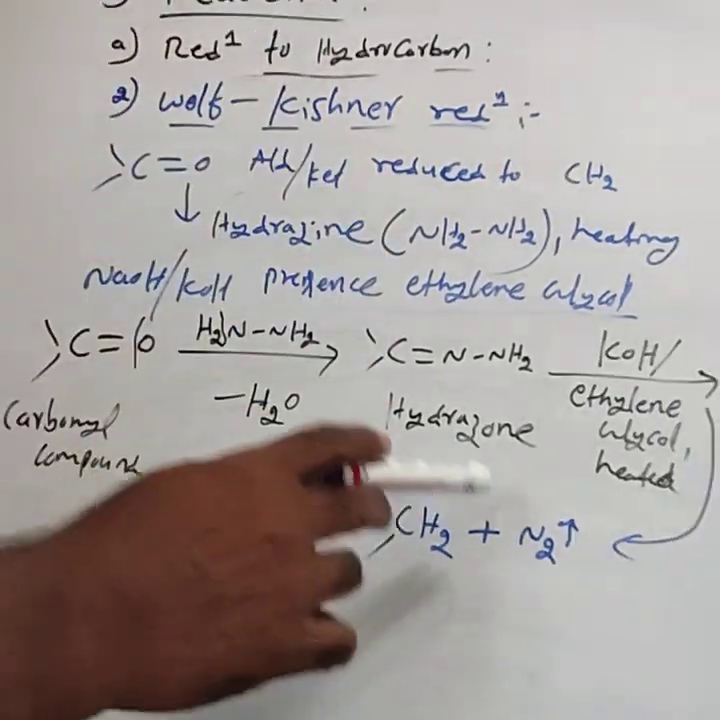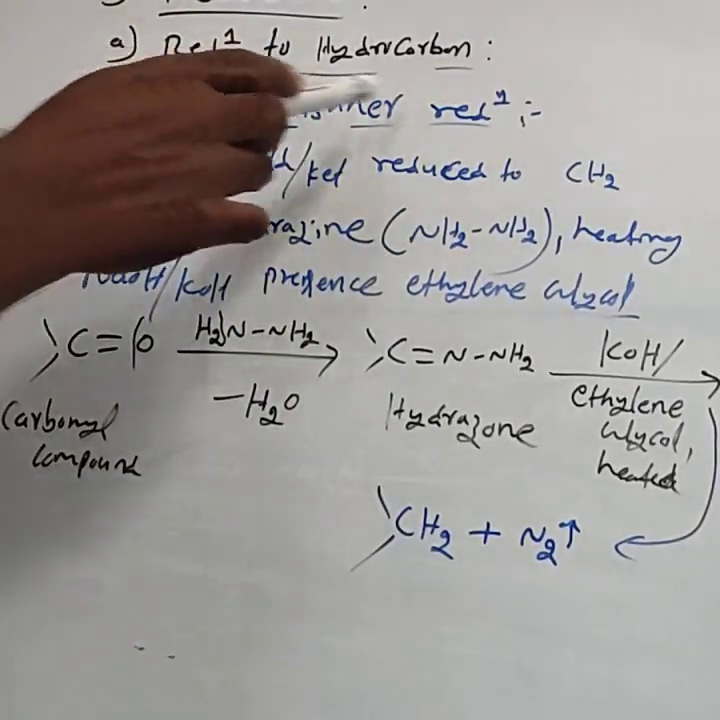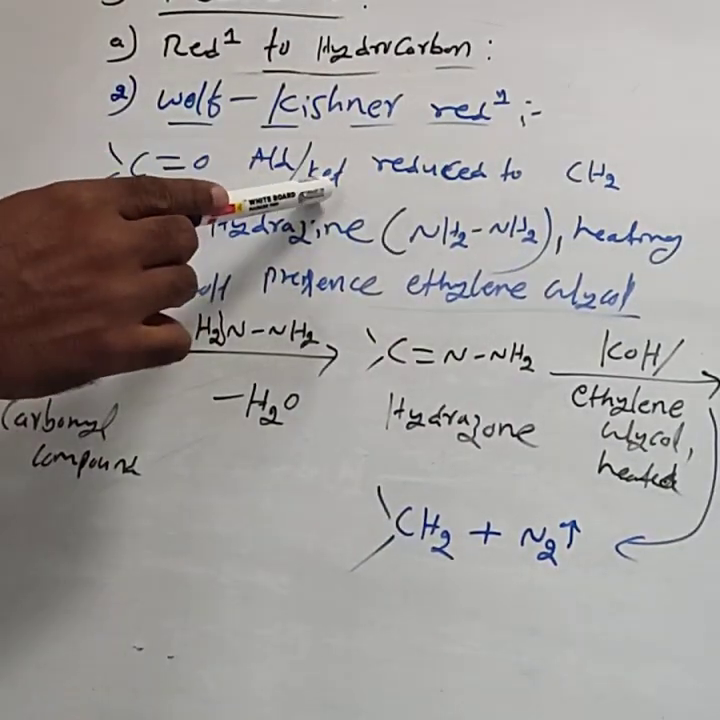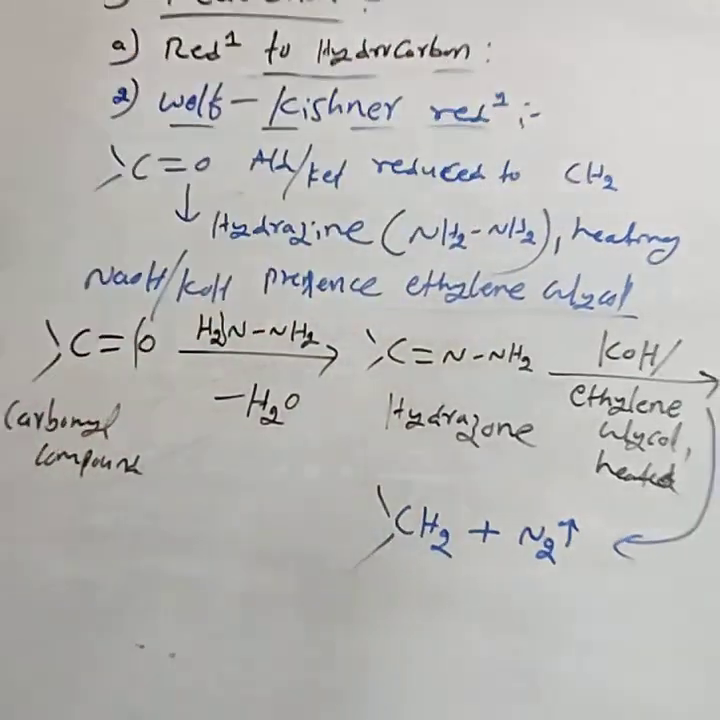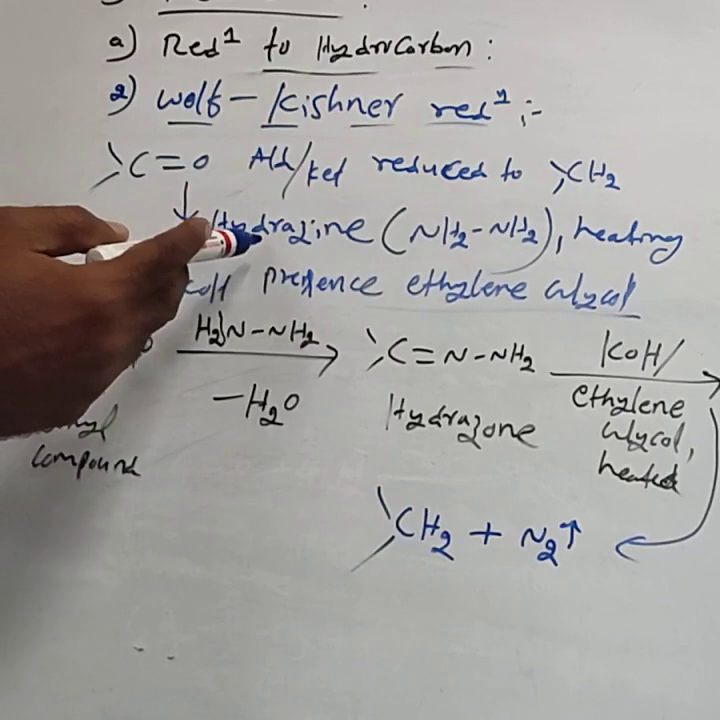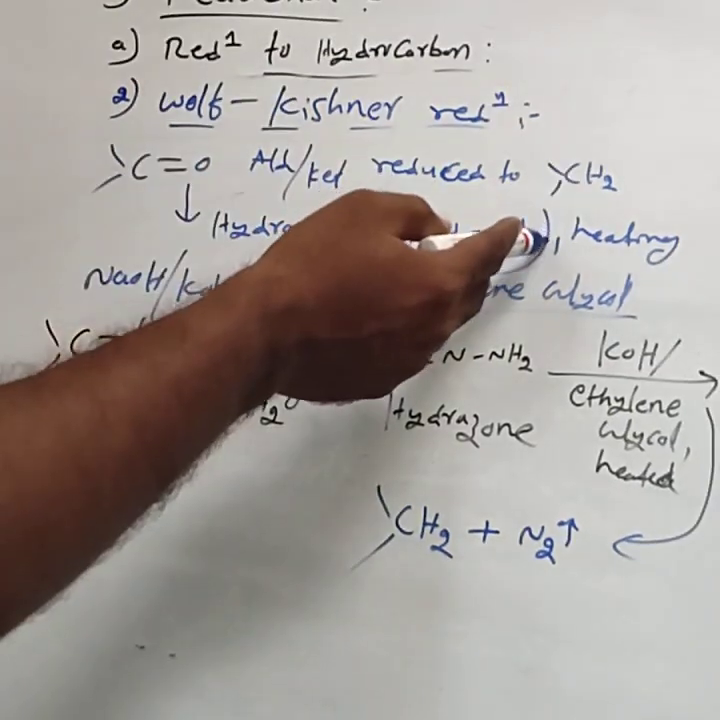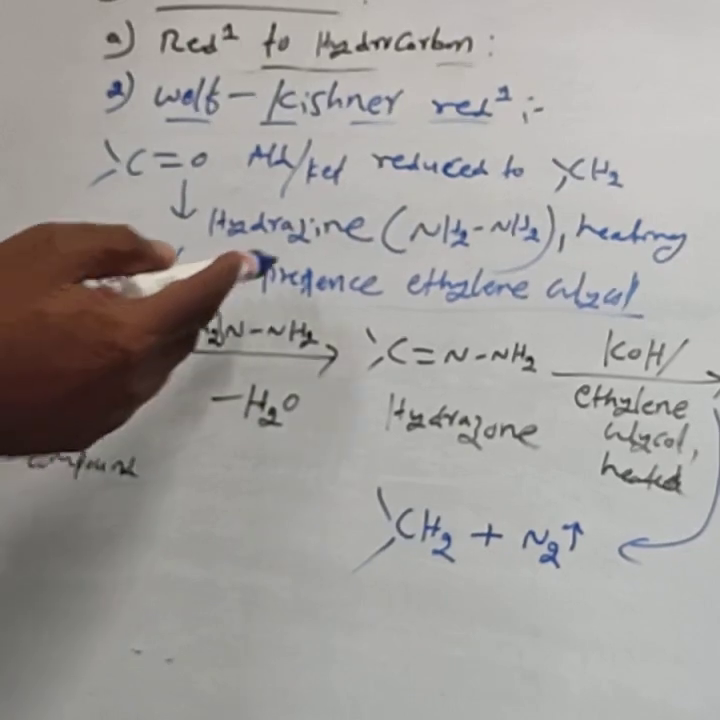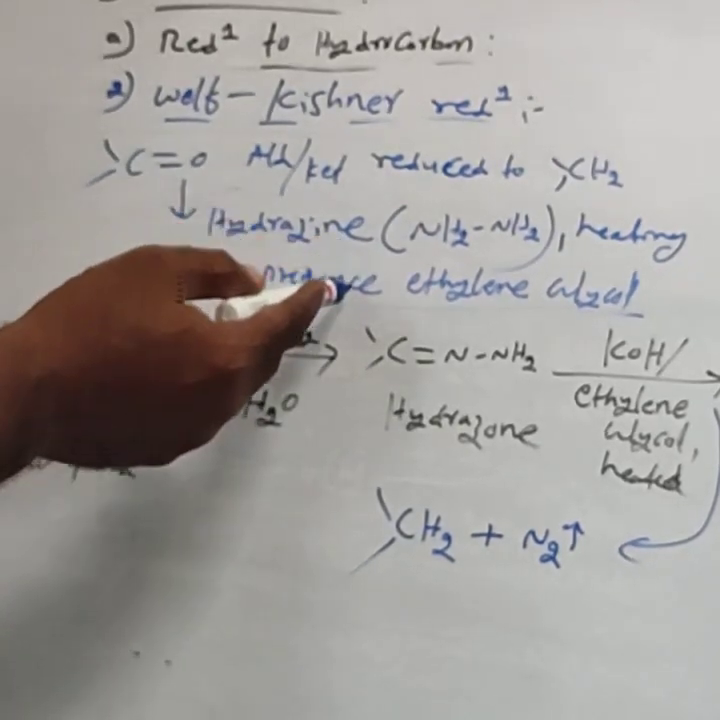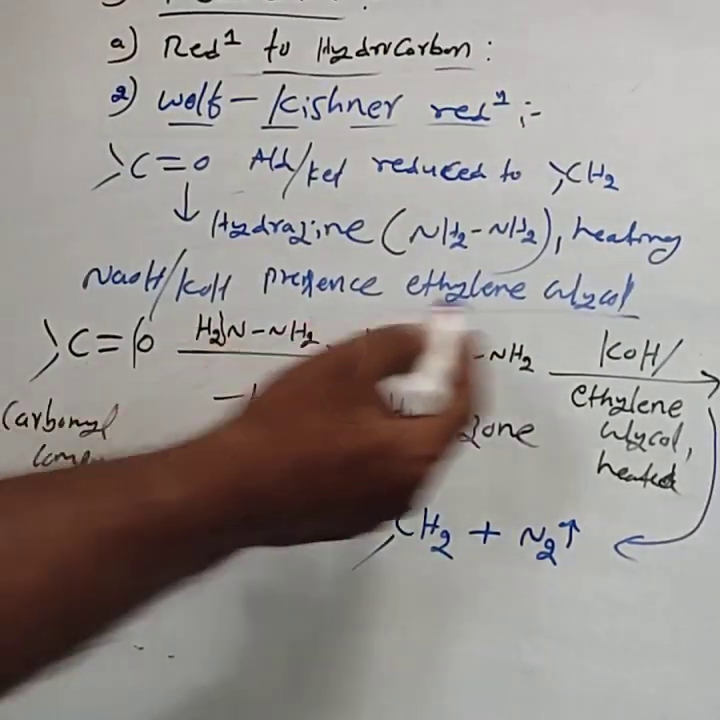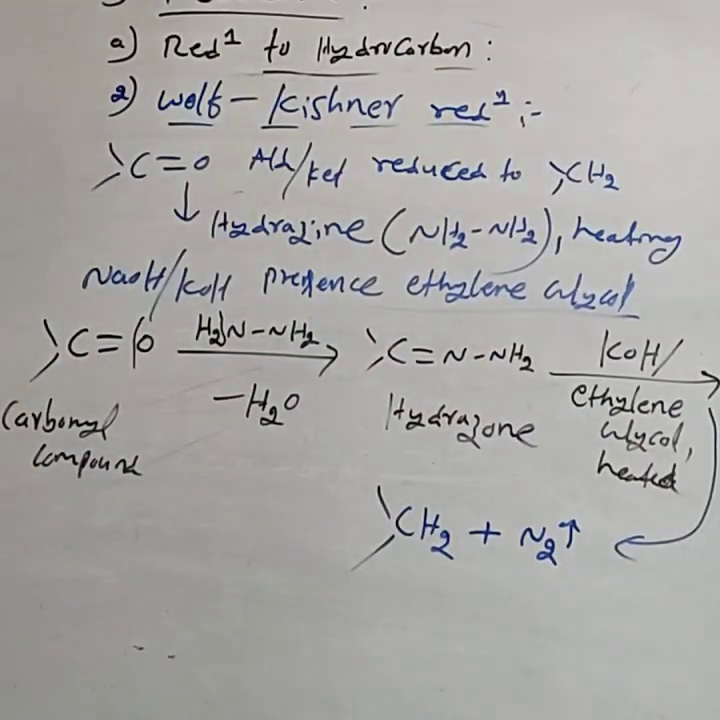This is a most important one. Wolff-Kishner reduction means the carbonyl group of aldehyde and ketone is reduced to CH2 by treating with hydrazine followed by heating with NaOH or KOH in the presence of a high boiling solvent called ethylene glycol. This is the general reaction. This is about the reduction process.